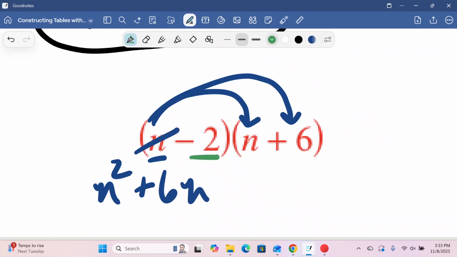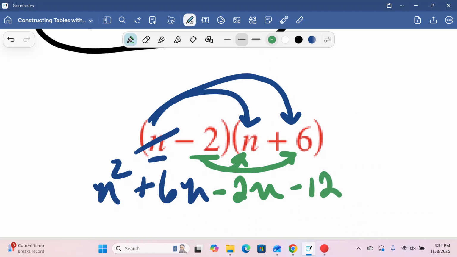So then I underline negative 2. And don't forget, it is negative 2, not just 2, because then you'll get the wrong answer. You have a negative 2 times n will give you a negative 2n. And then you go on to the next one. And then you're going to go ahead and do a negative 2 times positive 6. It gives you a negative 12. And once again, if you don't know how to multiply a positive 6 and negative 2, all you have to do is input it into the calculator like I did show you, and it will give us our answer.